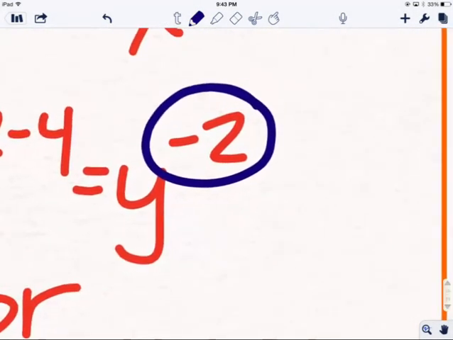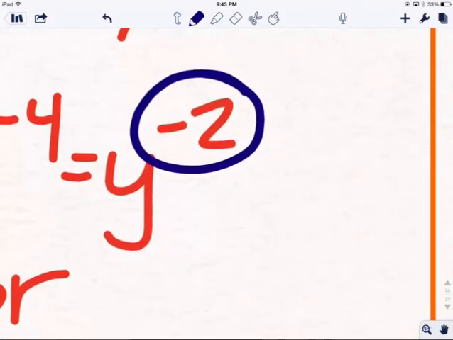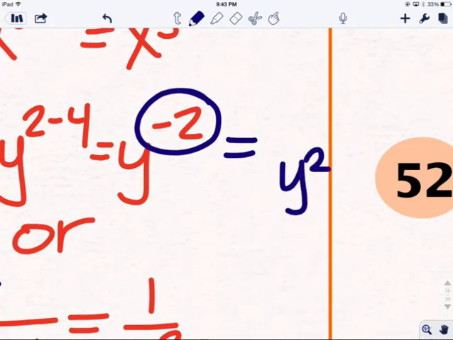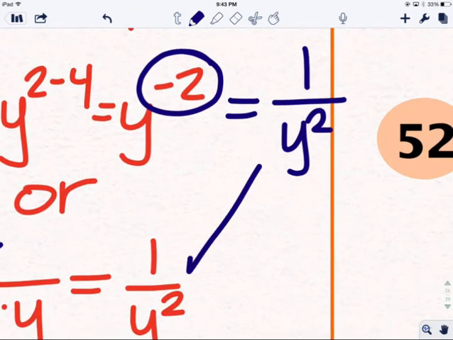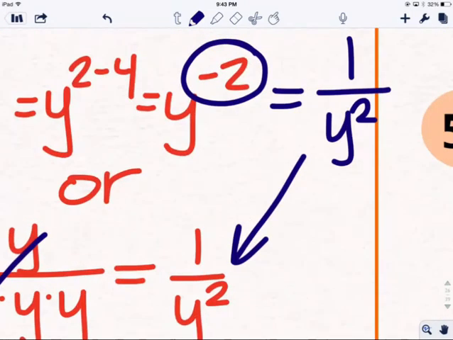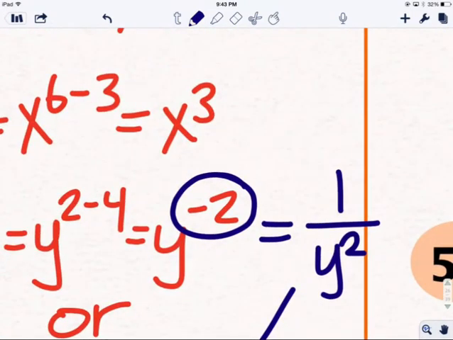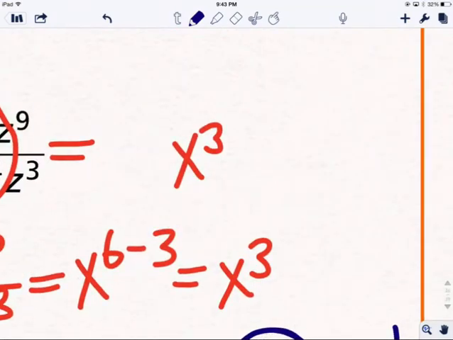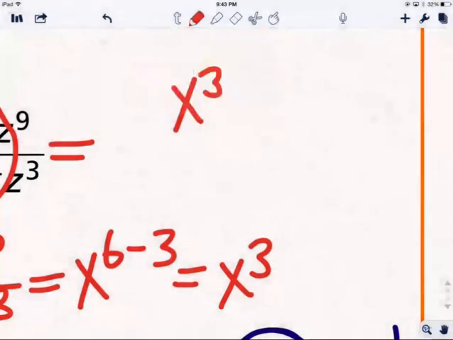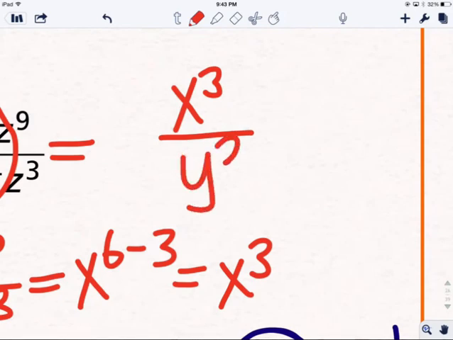You see that? Now, of course, if you remember the rule for a negative exponent, y raised to the negative 2nd power is the same thing as y to the positive 2nd power on the bottom of the fraction, which is exactly what we get when we think about it this way. Okay? So we know that we're going to have x cubed on the top of the fraction, y squared on the bottom of the fraction in our final answer.